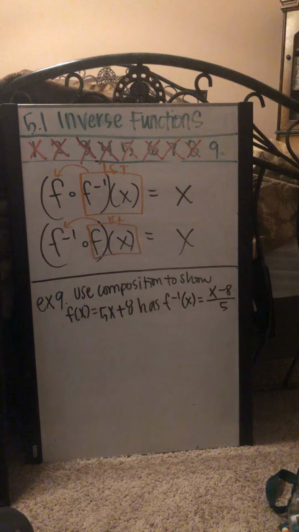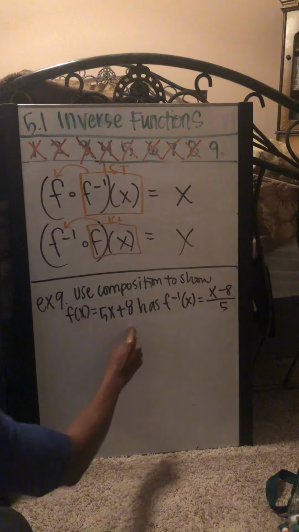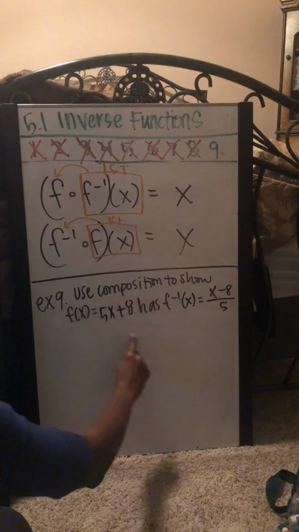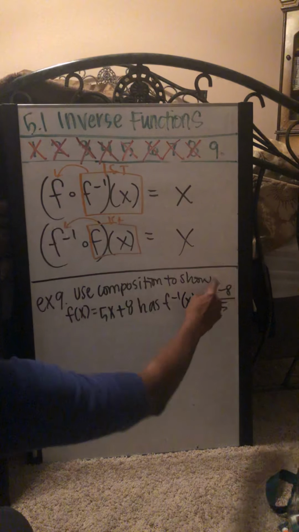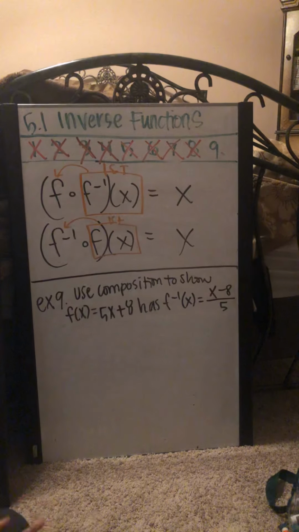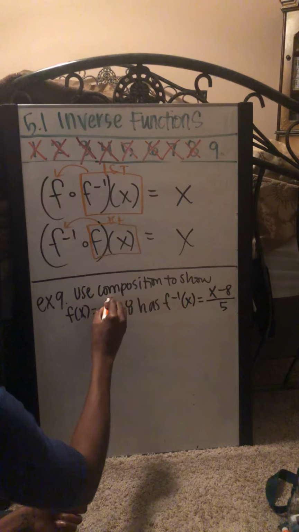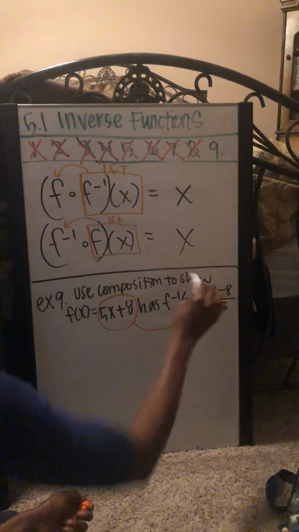So what we can do to solve this problem is either take this 5x plus 8 and plug it into this fraction over here, or we can take this fraction and plug it in over here, okay? I usually like to take the simplest thing, this one's the simplest one, and plug it in to the more complicated thing, okay?